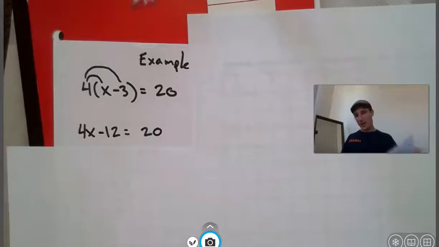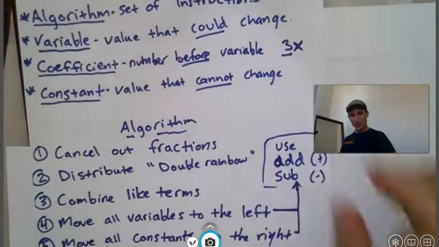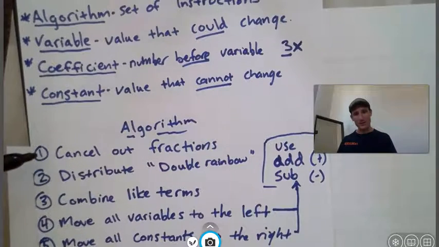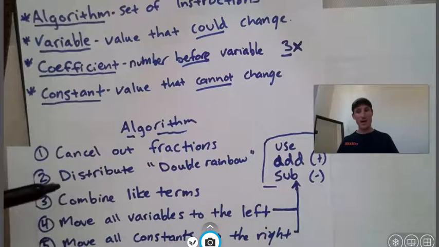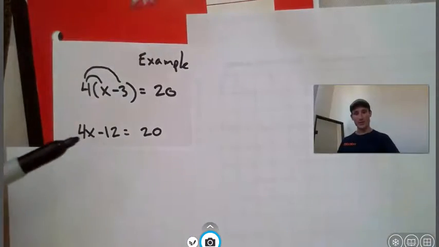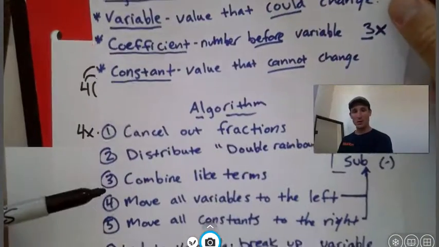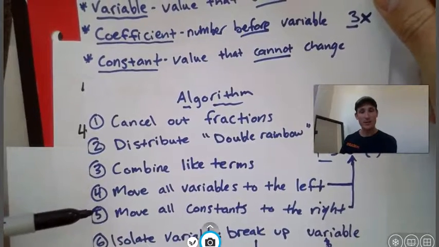Now, if you have your algorithm handy, you'll notice that there weren't any fractions, but look at that. Step 2, distribute, double rainbow. We did that. That's the first thing you want to do if there's parentheses. So now we need to go on to step 3. There are no like terms here. All the variables are already on the left, so that's good. Now move all the constants to the right.